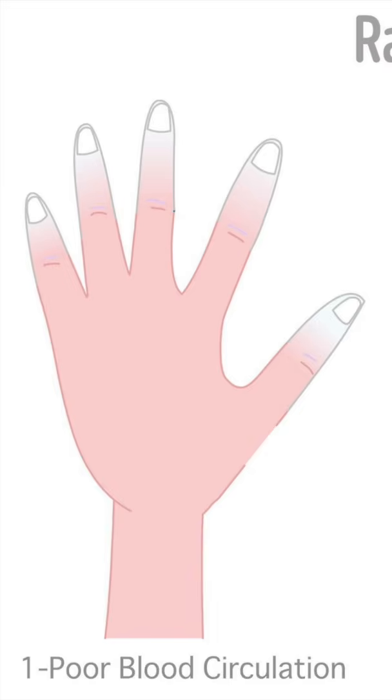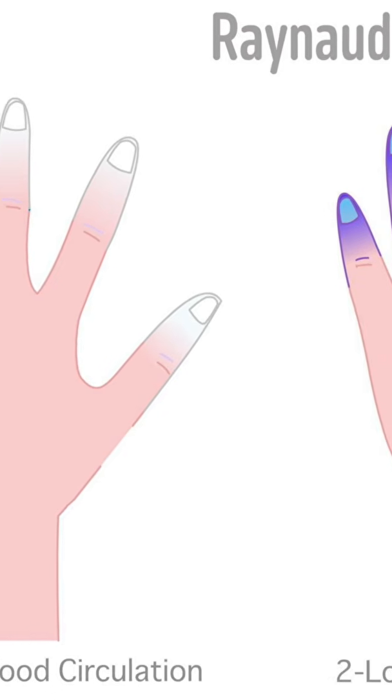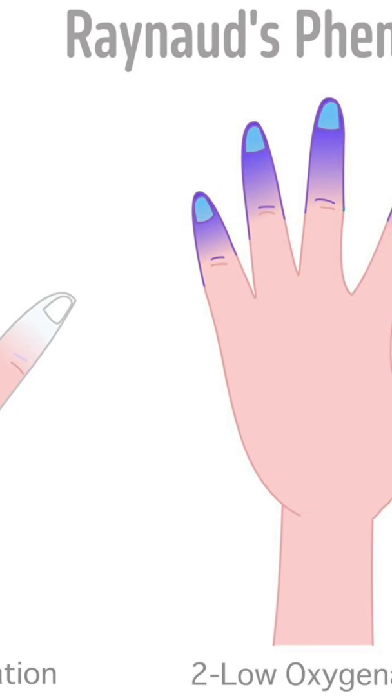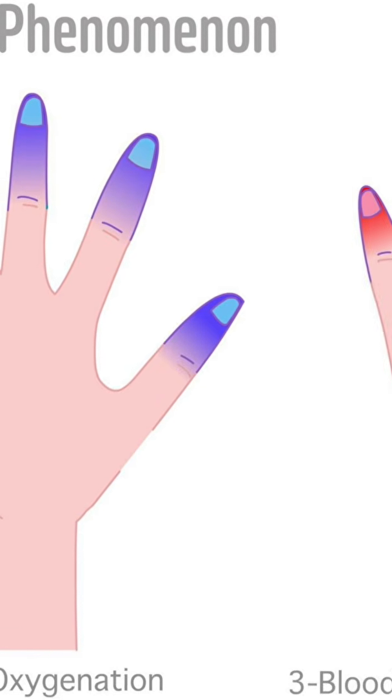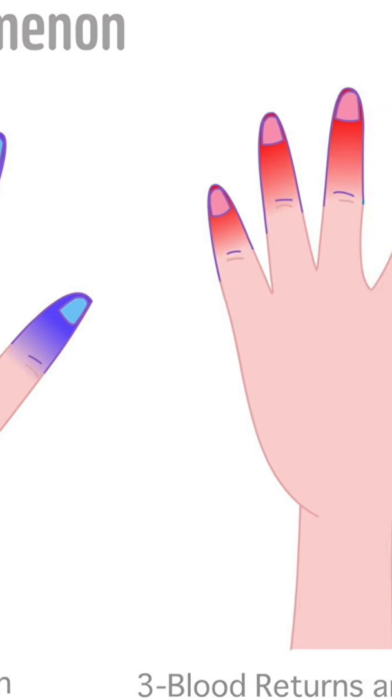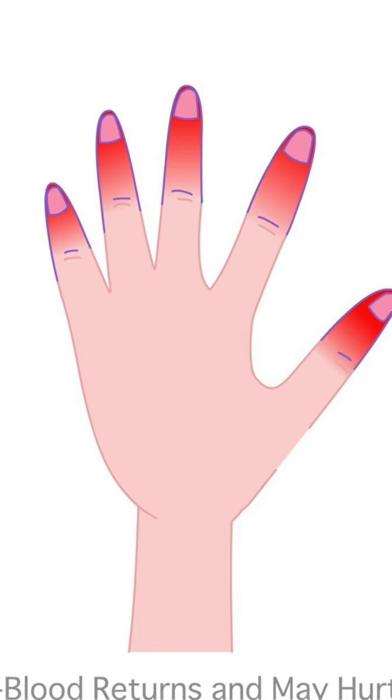Raynaud's phenomenon is an umbrella term. It simply means episodic vasospasm of the small arteries secondary to cold or stress. It involves first the fingers turning white because of the vasospasm and ischemia. Then it turns blue because of cyanosis secondary to the deoxygenated blood getting accumulated, and then it turns red because of reperfusion, and this might also involve pain.